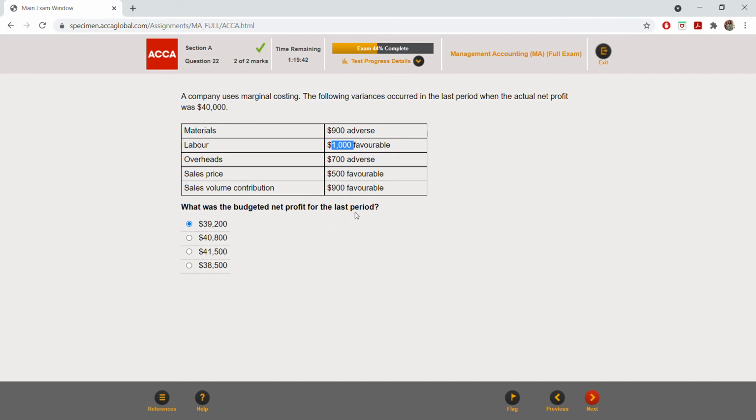That is the budgeted profit for the last period. Why is it so? Because we have more favorable than adverse variances. We are deducting more than adding.